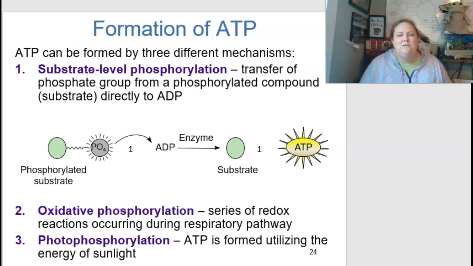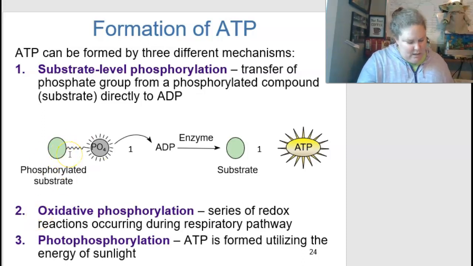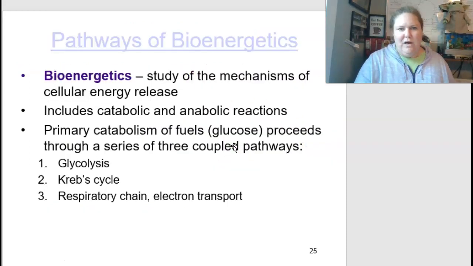This is a series of redox reactions that occurs during the respiratory pathway, specifically in the electron transport chain. It requires oxygen and it produces a whole bunch of ATP. This is why the electron transport chain in aerobic metabolism creates our 30 ATP. And photophosphorylation is ATP formed utilizing the energy of sunlight. So the substrate has been bound to the phosphate, creating a bond with high potential energy, and that's what you see here. The transfer of the high energy phosphate to ADP gives rise to an ATP and returns the substrate to its original form. Again, that's figure 8.15.